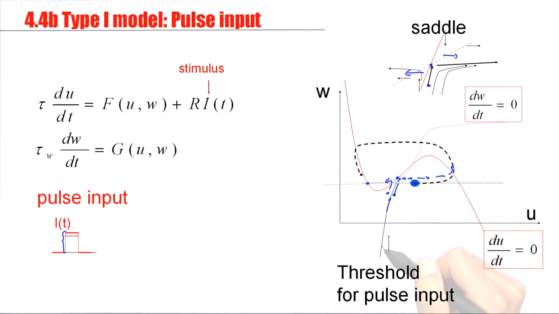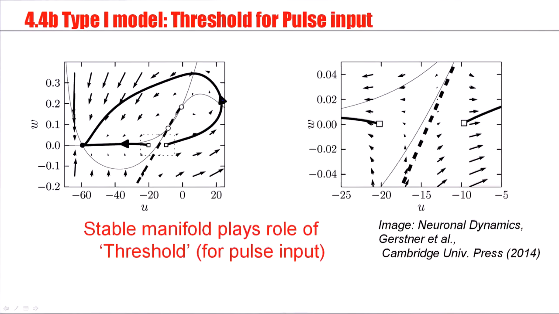Therefore, this attractive manifold of the saddle, the stable manifold, will serve as a threshold for pulse input. I said there's only one trajectory coming from below. In fact, there's another one coming from above. So if we start close to this stable manifold that's attracted towards the saddle, then we can expect a slow movement and therefore delayed spike initiation.